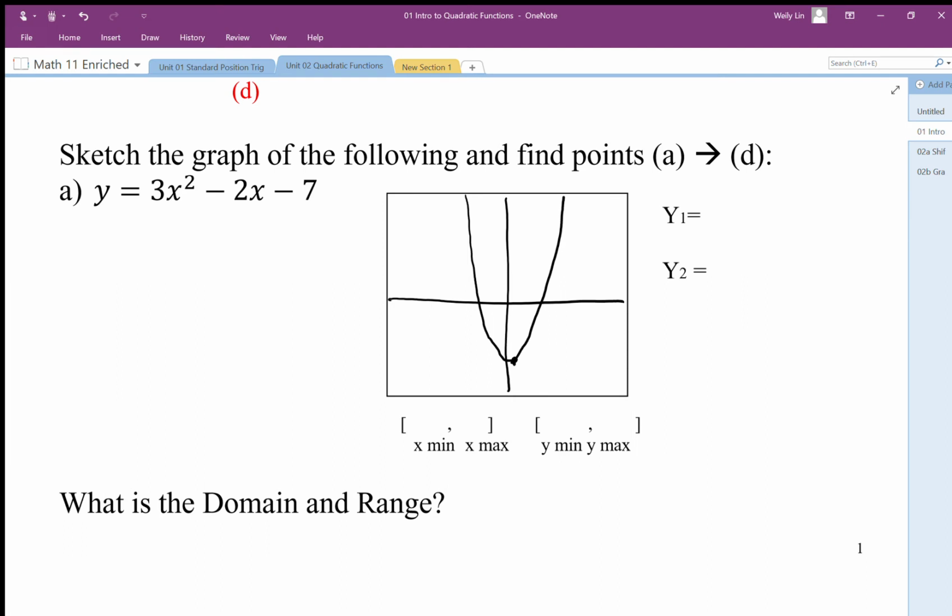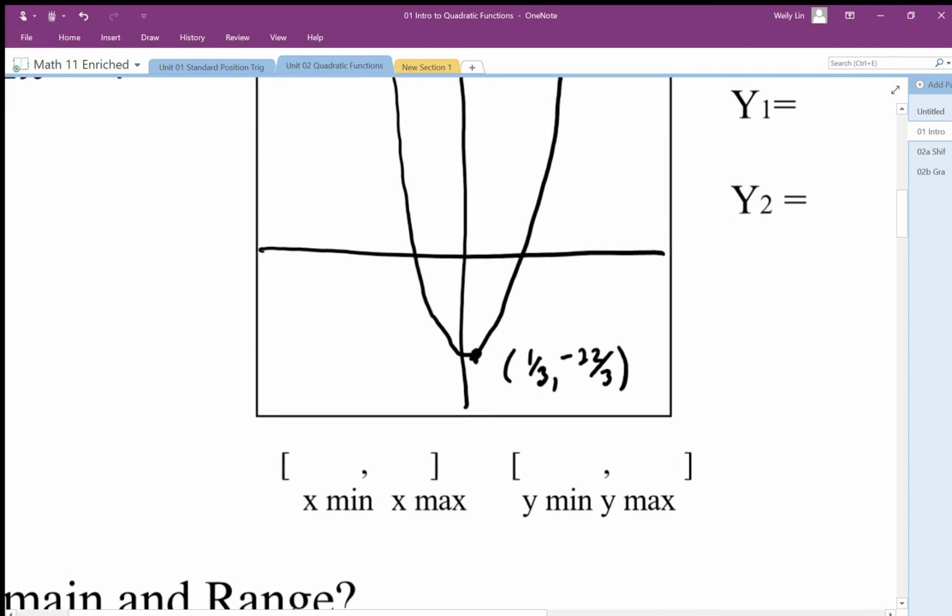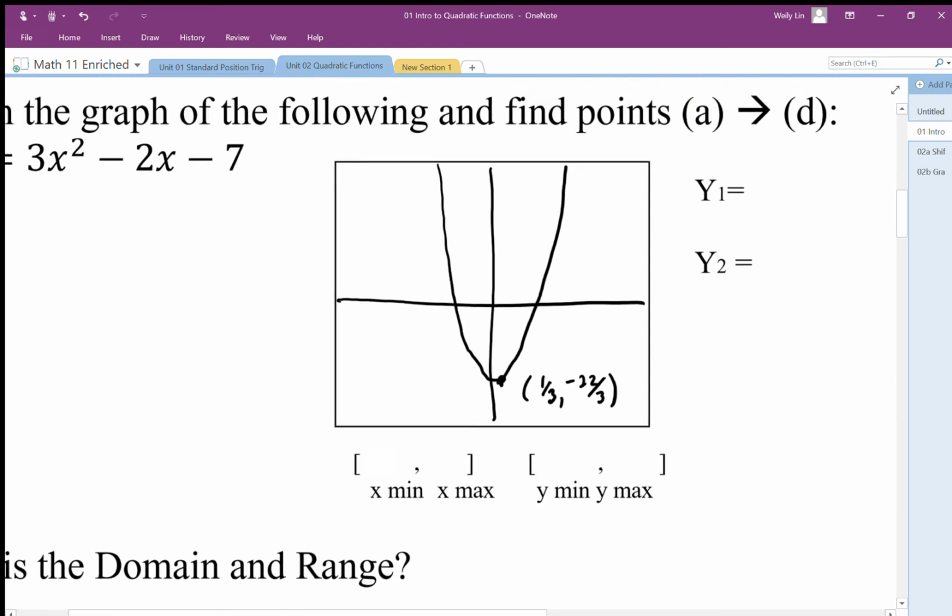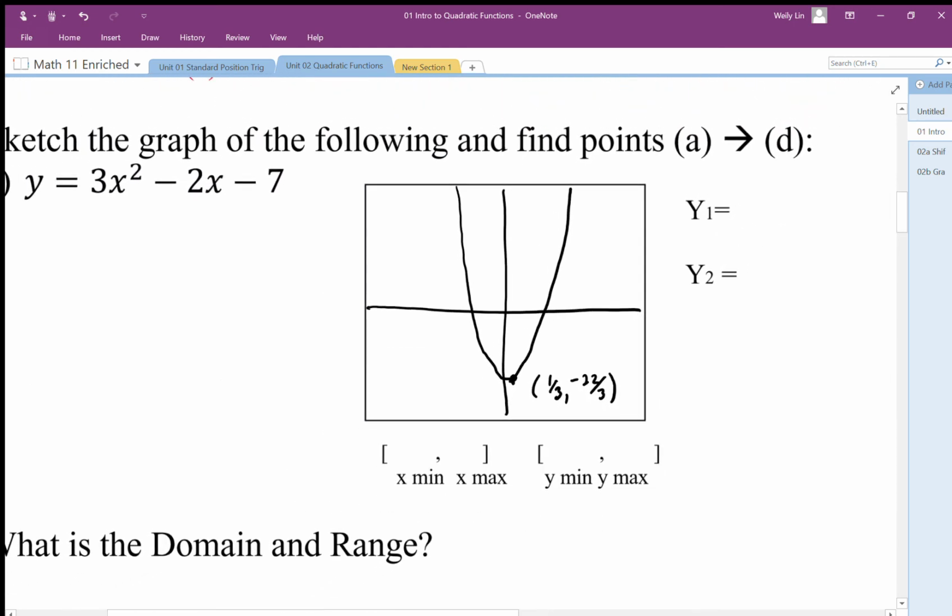With my graphing tool here, I have to do something a little bit different. I'm getting the minimum point as positive 1/3 along the x and negative 7 1/3, so it's negative 22/3 for the y coordinate. Okay, so there's my vertex. That's probably the most important part.